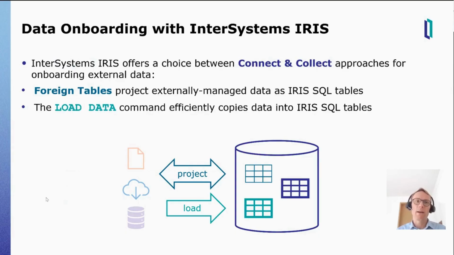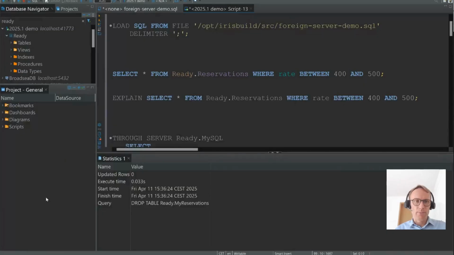I'll walk you through some of the advances on foreign tables, but just to set the scene, let me first talk a little more about data onboarding with InterSystems IRIS. We frequently talk about connect and collect approaches, and they're just two sides of the same coin. Connect means projecting data that is not managed by IRIS, such that you could query it in IRIS, and load data or collecting data means that you're ingesting it in IRIS, such that you can query it there and also manage it there, maybe change the structure to your advantage. So we'll focus a little more on some of the advances in this area through a demo.